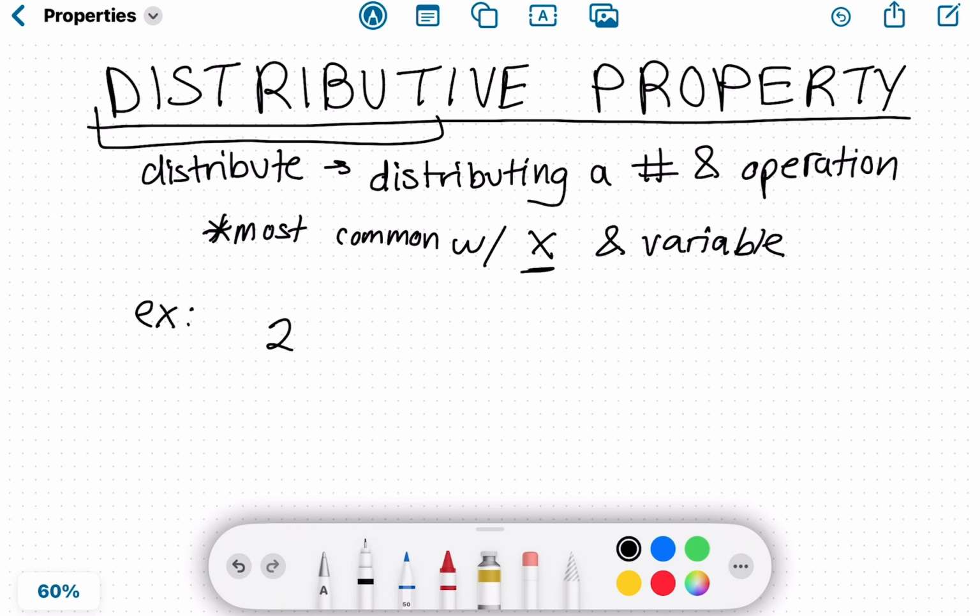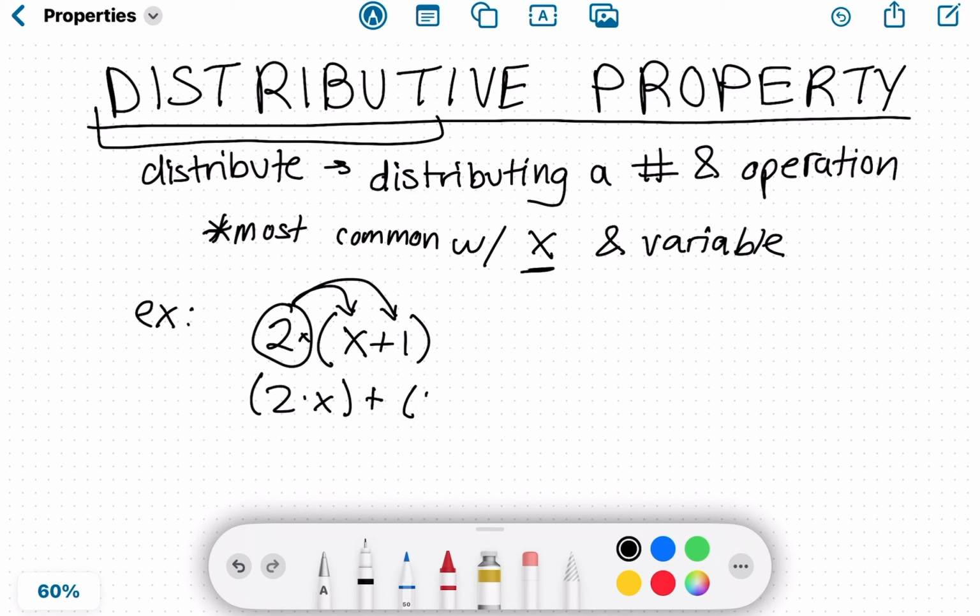Let's try 2 times x plus 1. We can distribute the 2 times. There's an invisible times sign on the outside. So we could distribute this to the x and to the 1. So we're doing 2 times x plus 2 times 1. And then when you solve that, 2 times x is 2x, and then 2 times 1 is 2. So your final result is 2x plus 2.